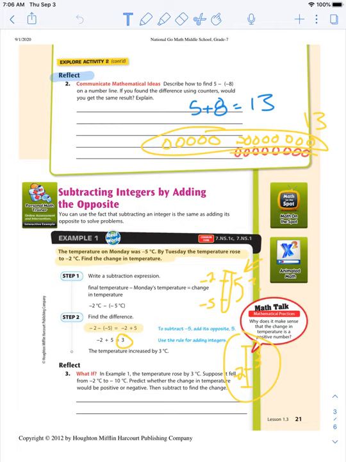All right, so let's reflect on this a little bit. What if, in example 1, the temperature rose by 3 degrees? Suppose it fell from negative 2 to negative 10. Predict whether the change in temperature would be positive or negative. Well, if it fell, the change would be negative. If it rose by 3, the change would be positive. And to subtract to find the change, that's going to be just like what we did here first. So subtracting to find the change, you're going to get the same answer.